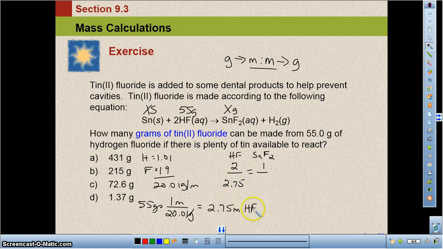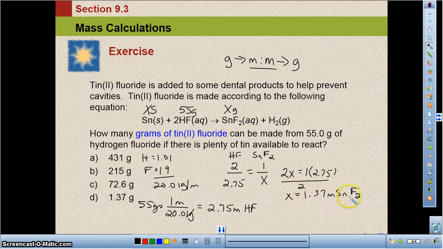2.75 moles of hydrofluoric acid. How many moles of tin-2 fluoride will I produce? 2x, we're going to cross multiply, is 1 times 2.75. Divide both sides by 2, so x equals 2.75 divided by 2. So x equals 1.37 moles of SnF2.